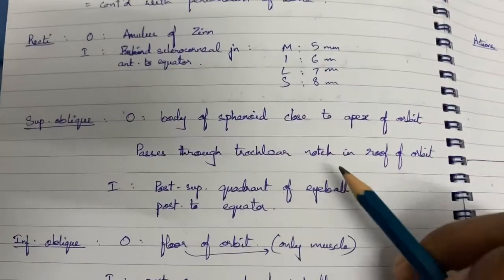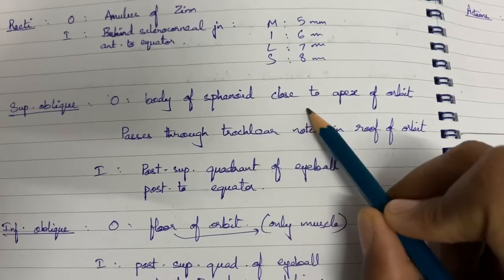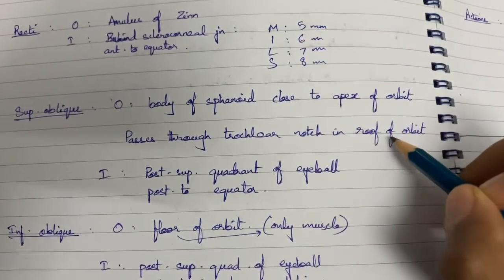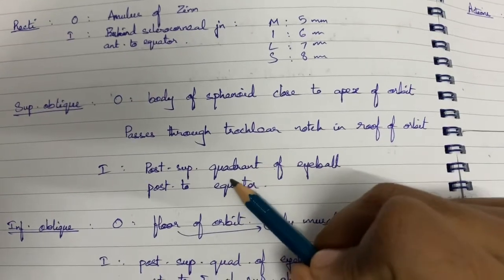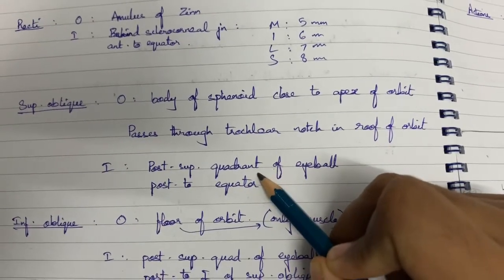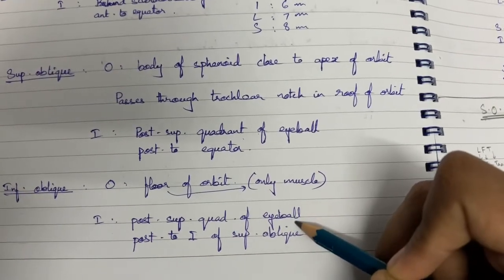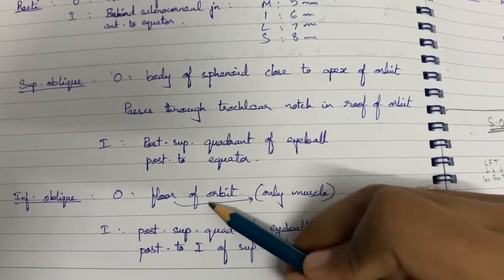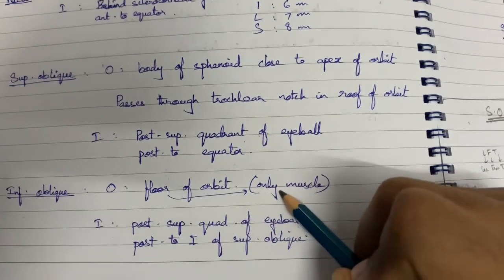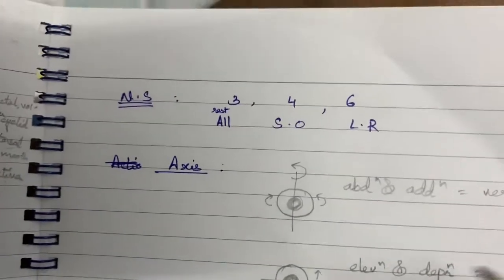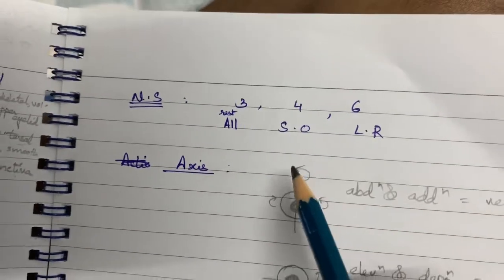Coming to the superior oblique, it takes origin from the body of the sphenoid close to the apex of the orbit, passes through the trochlear notch in the roof of the orbit, hooks to the pulley there, and inserts in the posterior superior quadrant of the eyeball. Inferior oblique also inserts in the posterior superior quadrant of the eyeball. Inferior oblique takes origin from the floor of the orbit. It is the only muscle taking origin from the floor of the orbit. Then mention the axis also. Nerve supply, all solar 346. SO4, LR6, you know this.